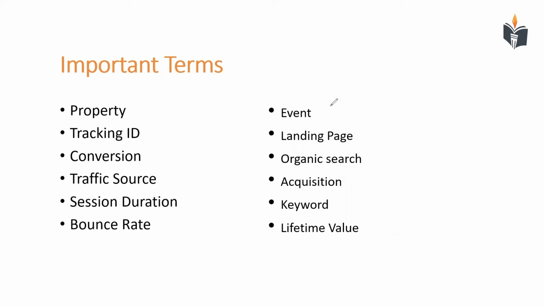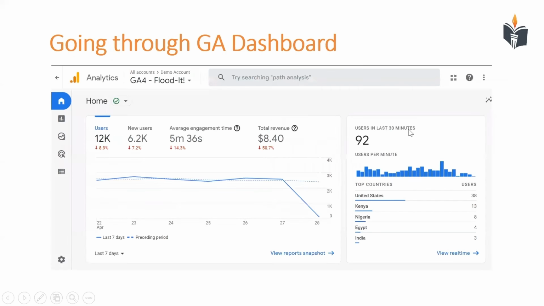Now let's move ahead and see what's in the Google Analytics dashboard. When we open the Google Analytics dashboard, the first thing that we will see is a home screen. And here you can see this data. How many users are there in the last 7 days? From here you can change the time period for which the data is being shown. And here users, then how many new users are there, then what is the engagement time. So they are on average lasting about 5 minutes and 36 seconds on your website. And here it's the revenue.